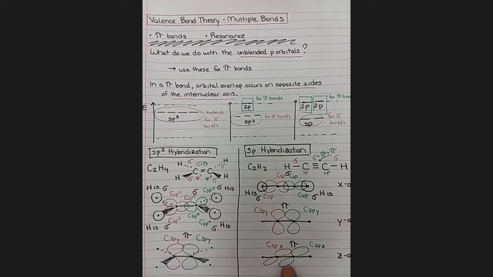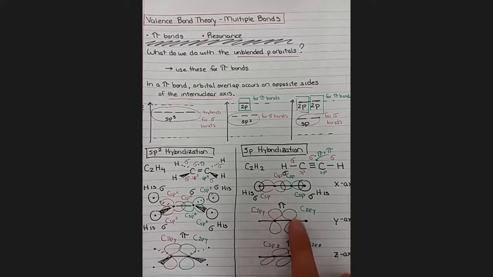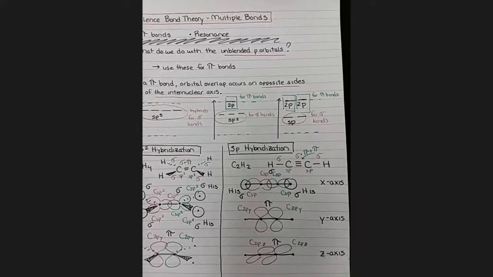The important part is that the pi bonds are going to be overlaps of p orbitals, and each additional pi bond overlaps on a separate axis. And those overlaps are on opposite sides of the internuclear axis. There is no density here on the internuclear axis in a pi bond. In the next video, we will talk about how to use what we now know about p orbital overlap and pi bonds to understand resonance a little bit more.